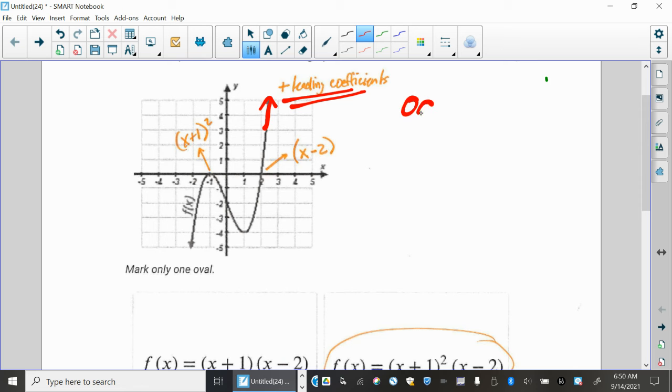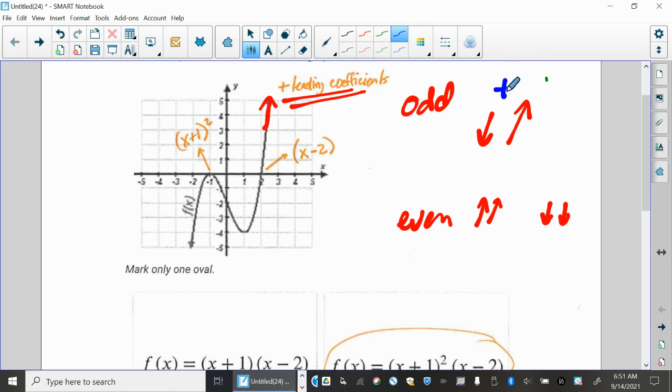This is an odd degree, remember? Odd degrees have different directions, even both are up or both are down. So this would be positive. Again, if it finishes up, it's positive, just like a line, just like a parabola. An odd one that finishes down is negative, so these last two here are negative.